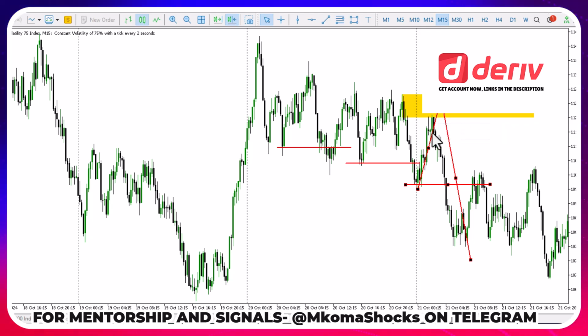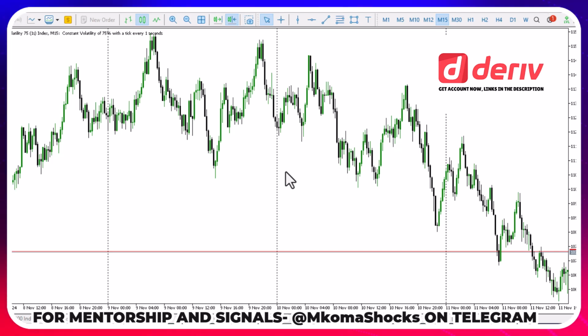So you want to see price retracing back to this low, and this is going to be a trade. I think this is a very simple strategy that you can use, that all beginners can use. So if you want to use this strategy, just follow what we are doing here. So this is another example of how price is moving.